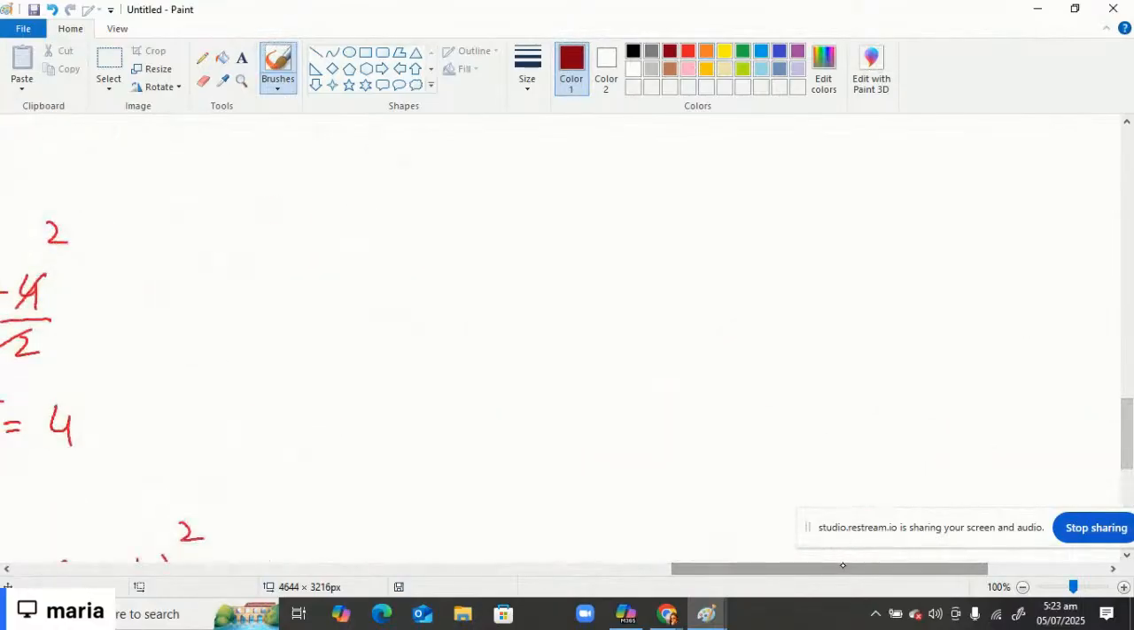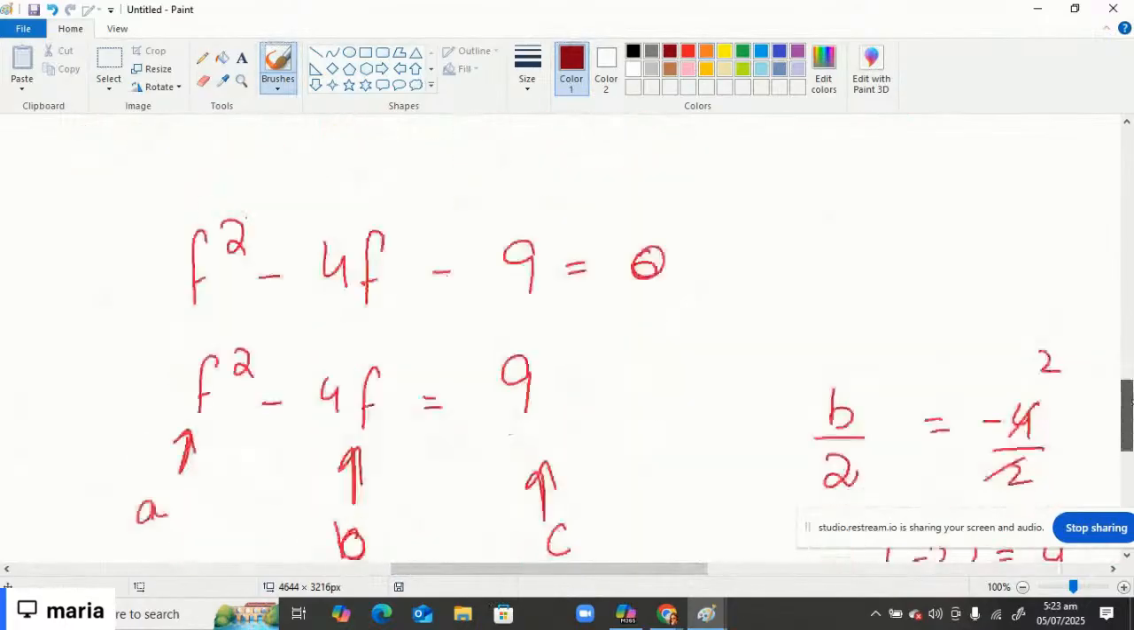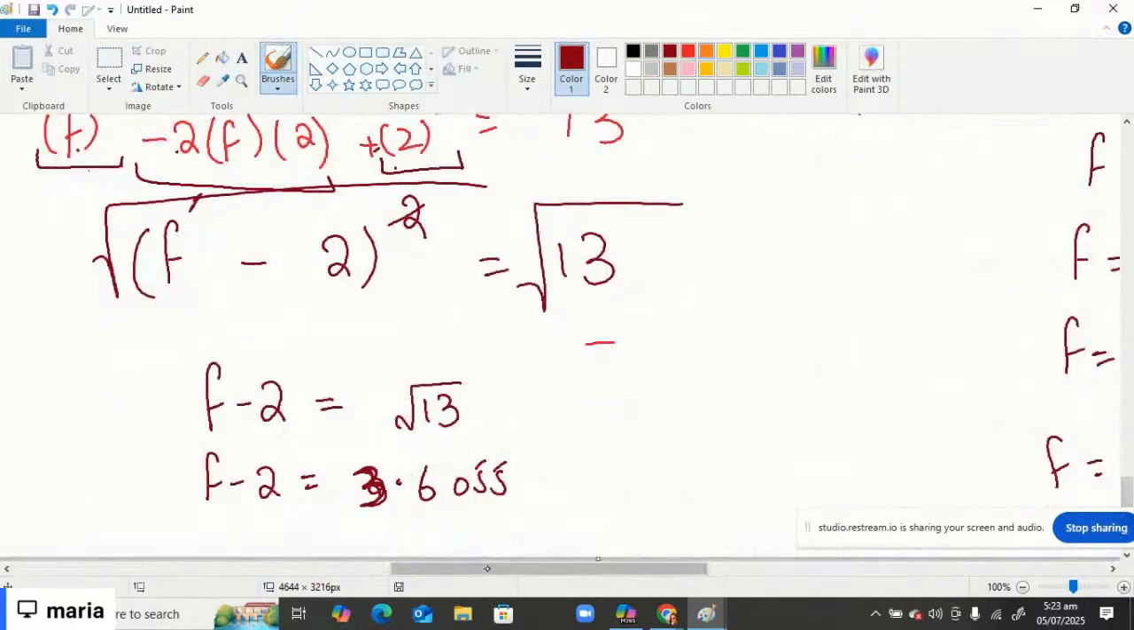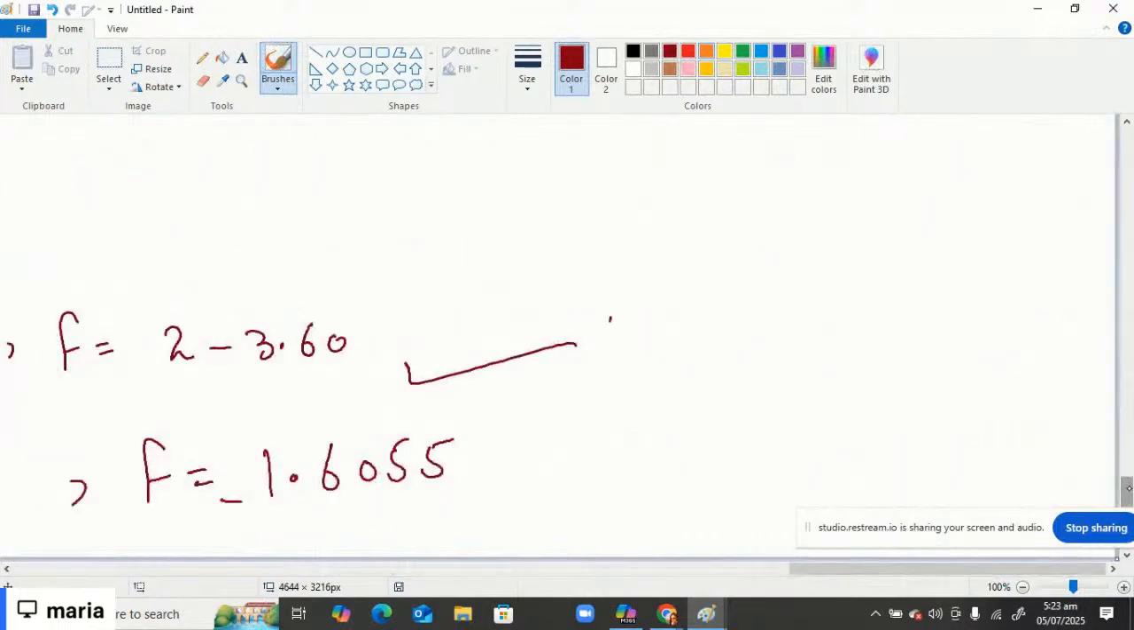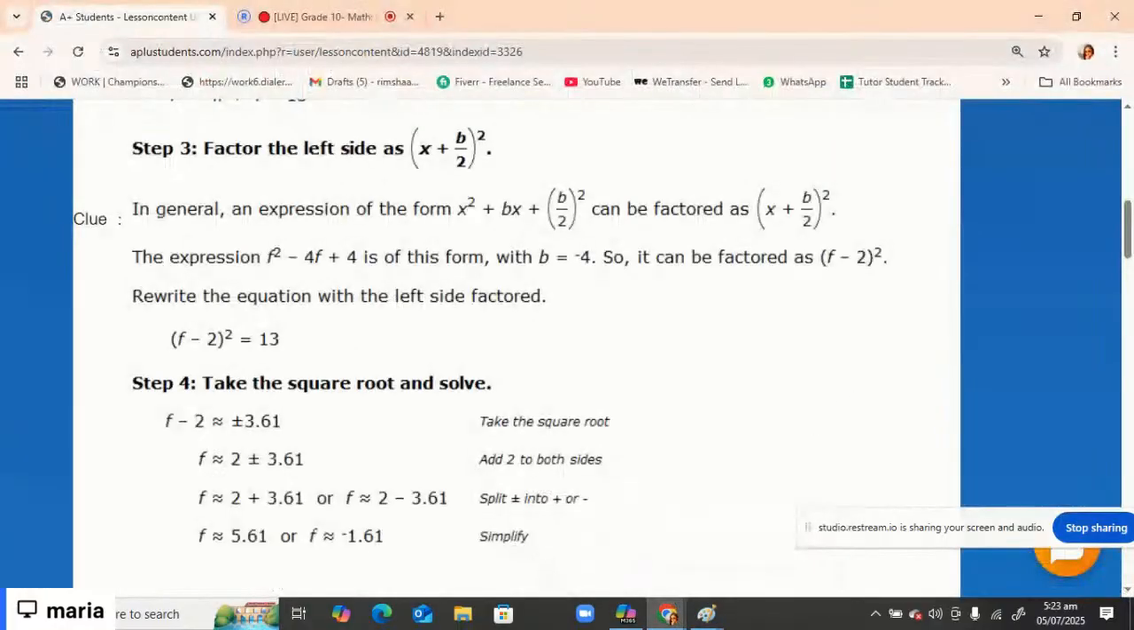Hope you guys understand this one. Okay, this is completing the square. Let's do one more question, then you will be better able to understand. Let's take a question. Okay, let's take a question from here.